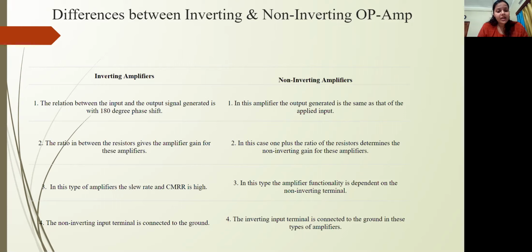In inverting amplifier, the slew rate and CMRR are high. Now, what are slew rate and CMRR? We will come to that later. You need to remember for your MCQ that the full form of CMRR is common mode rejection ratio, right? You need to remember this full form. In case of non-inverting amplifier, functionality is dependent on the non-inverting terminal. Last point, in the inverting amplifier the non-inverting input terminal is connected to ground, that we have seen in the circuit, and similarly for the non-inverting amplifier, the inverting input terminal is connected to ground.